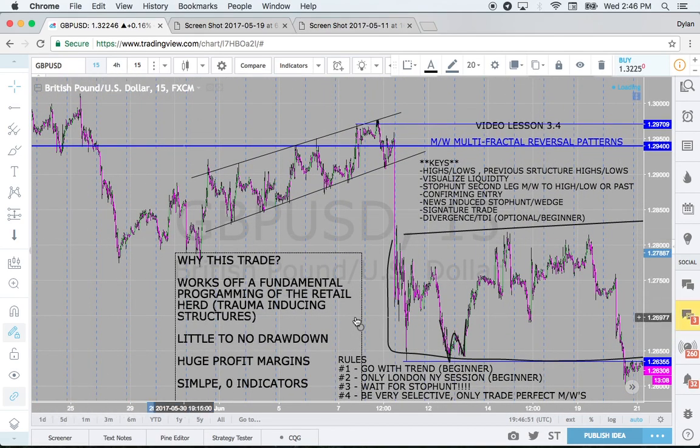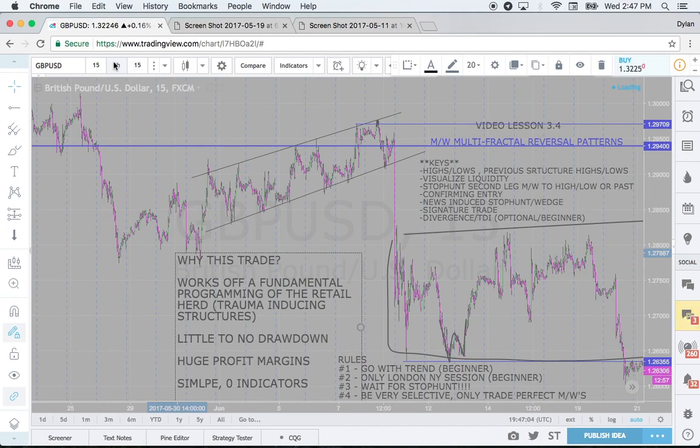And on a higher time frame, if you would like to trade these on a macro time frame, these are multifractal patterns, so they do occur on a higher time frame. If you are that type of person that does like to swing trade, you can go ahead and trade these patterns on a higher time frame as well.